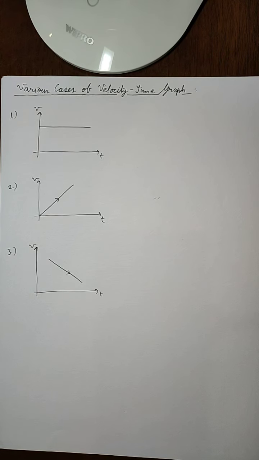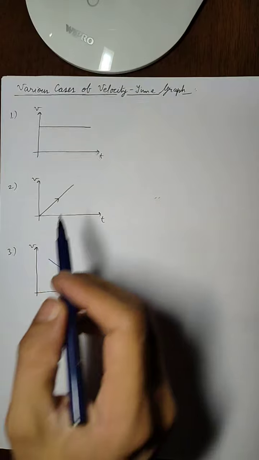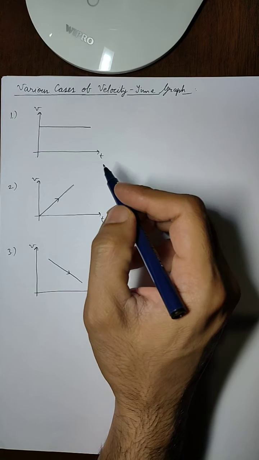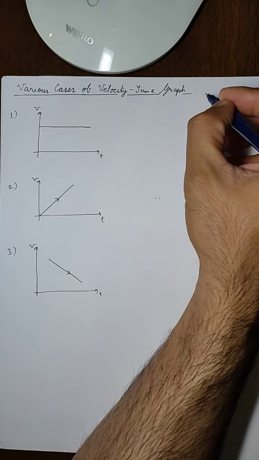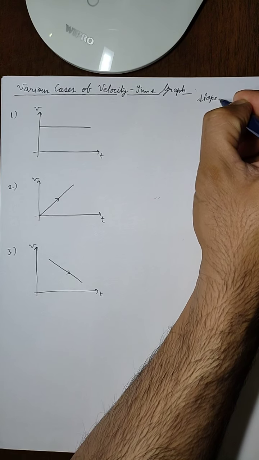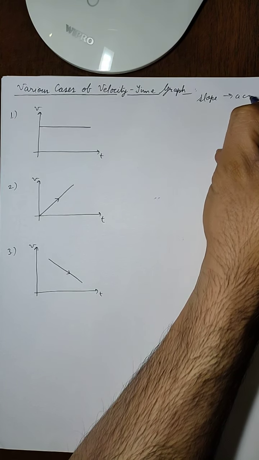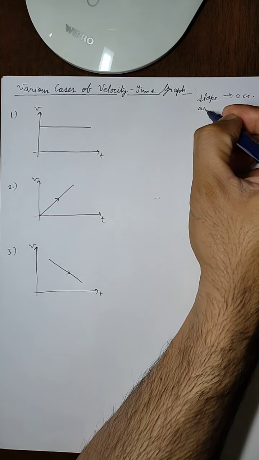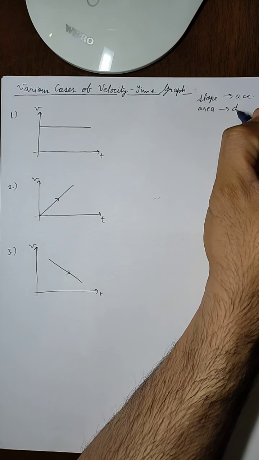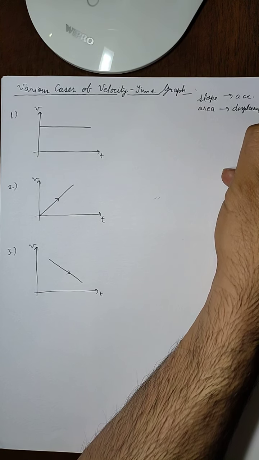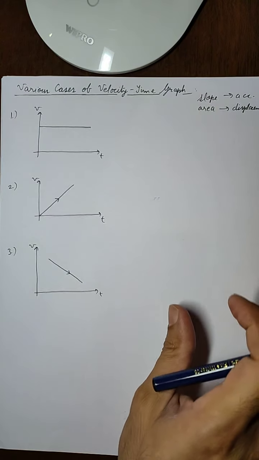Now let us study about the various cases of velocity time graphs. So we are going to analyze them in the same way we analyze displacement time graph. So first we are going to do these three graphs. Now we already know that for a velocity time graph, the slope gives us the acceleration, and the area under the velocity time graph gives us the displacement. So this we already know.